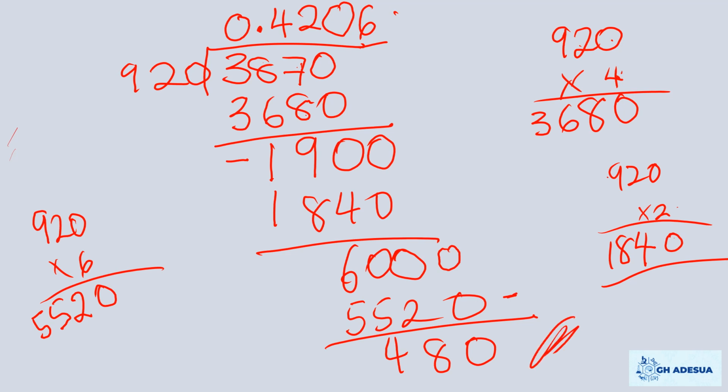So we can pause here. So the answer is 0.420. Is that okay? So the 4 decimal places is fine to stop. Okay. So our answer is 0.4206. Is that okay?